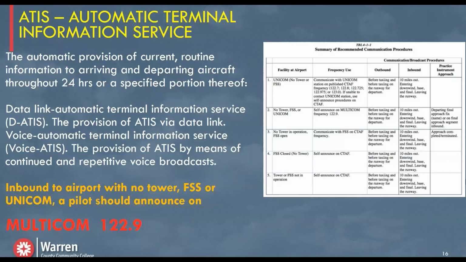Or it could be voice, and you may be able to listen on that. So if you're inbound to an airport with no tower, no flight service station, or a Unicom, then you announce your intentions on Multicom, and the most common number is 122.9. Okay, so they're going to have you look a couple of these up. Remember, you're going to look for that CTAF on your sectional chart, the frequency right next to the C that's colored in. It's almost always going to be 122.9.